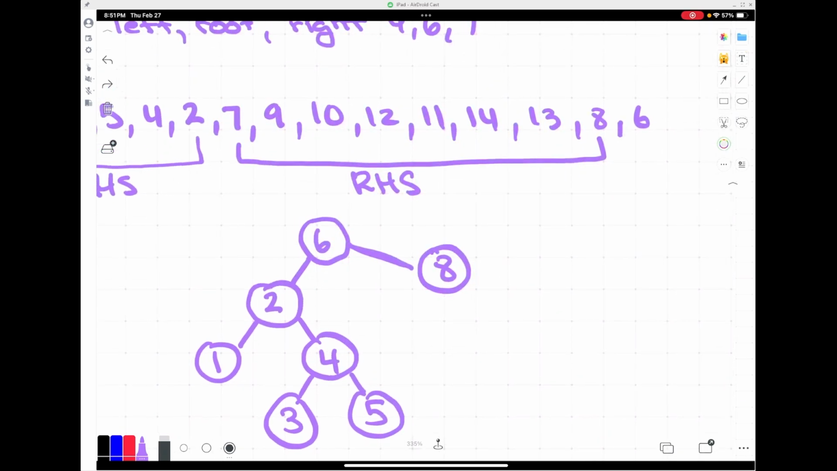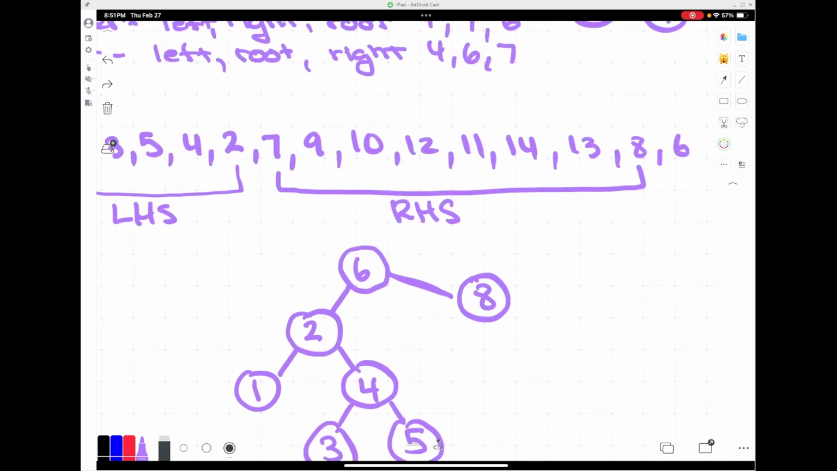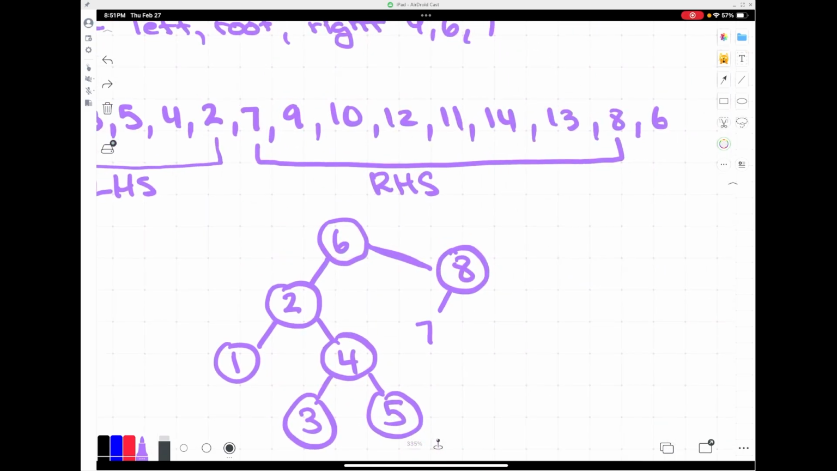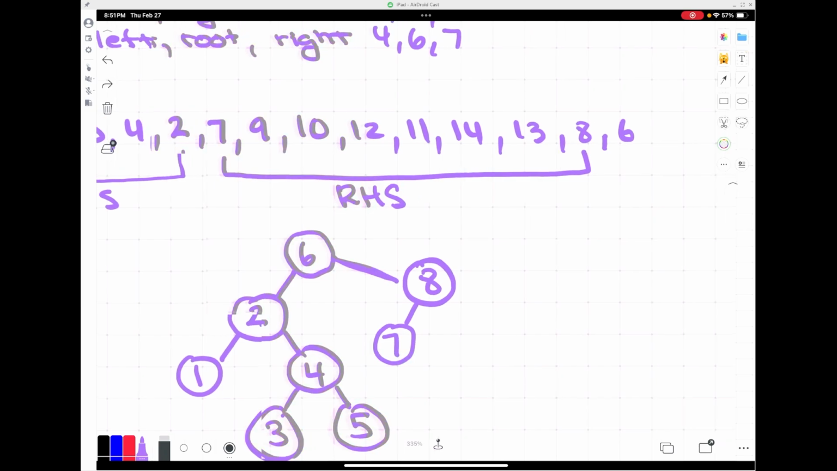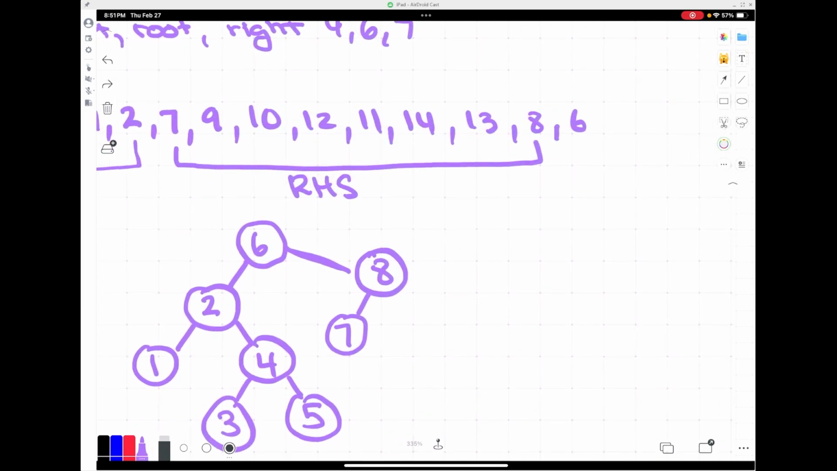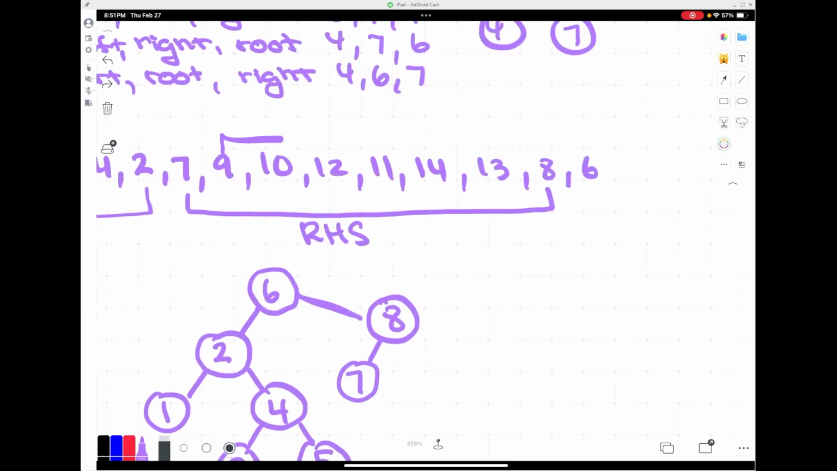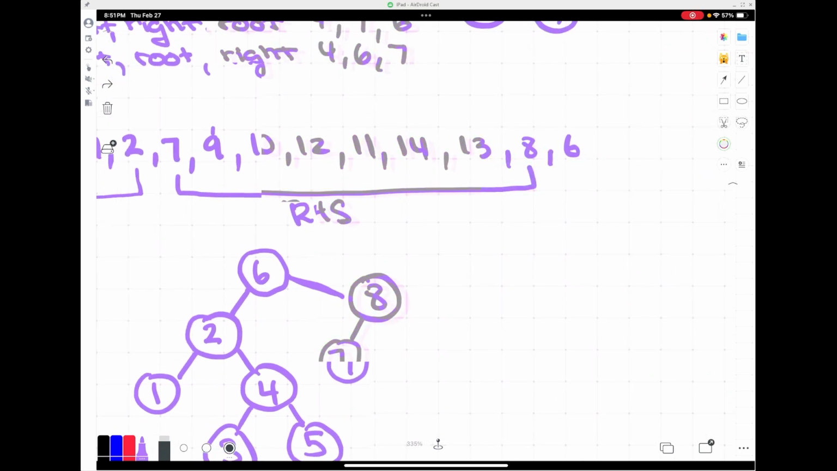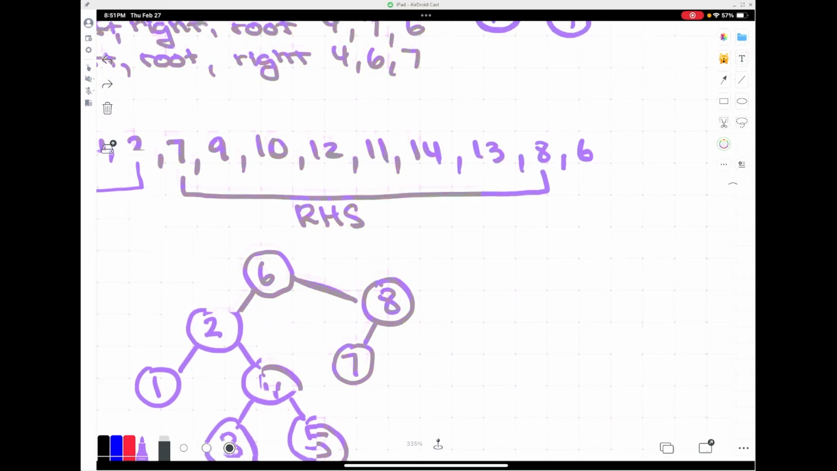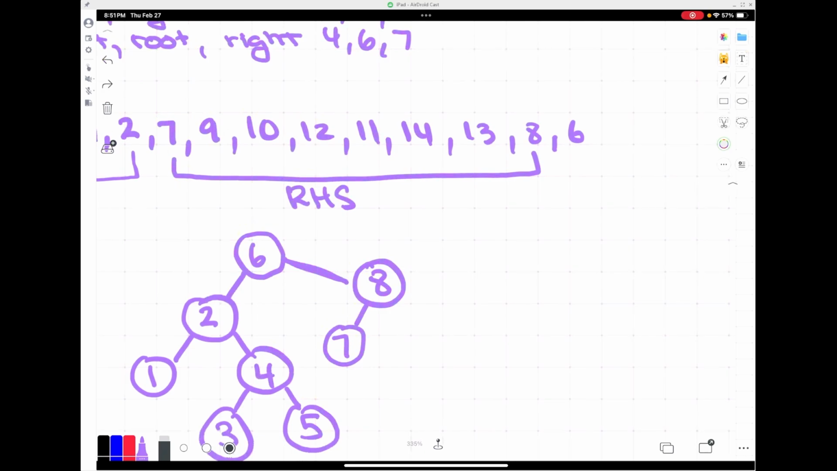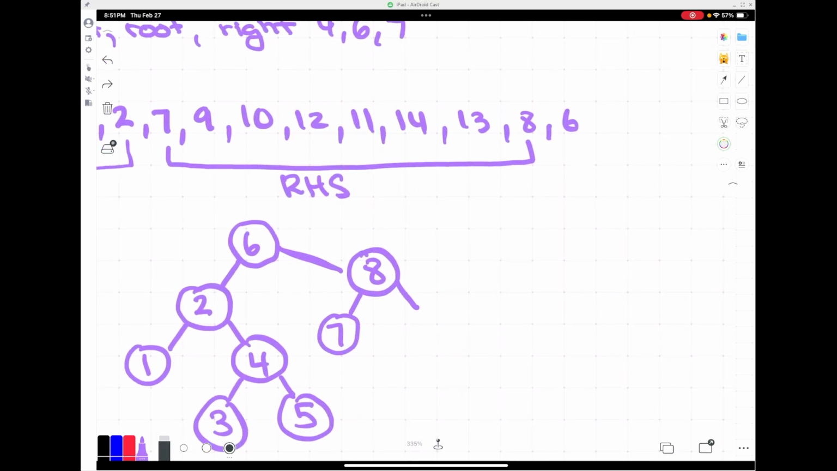And what is less than 8? So we only have 7. We just put 7 here. And now we can work on what's greater than 8. So we have a bunch of numbers that are greater than 8. So we have 9, 10, 12, 11, 14, 13, but 13 is at the very end, so we're going to do 13 first.